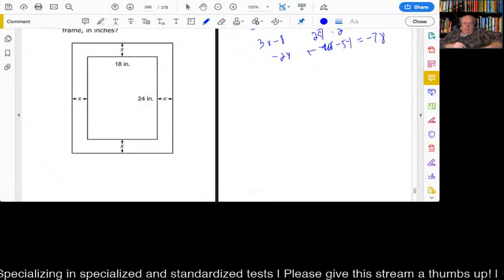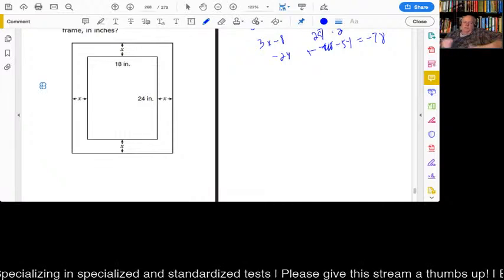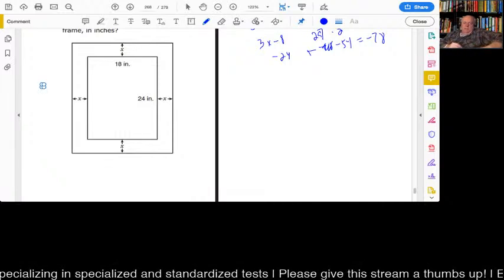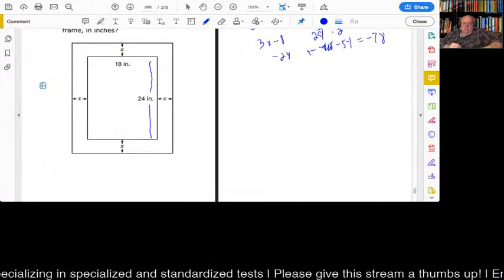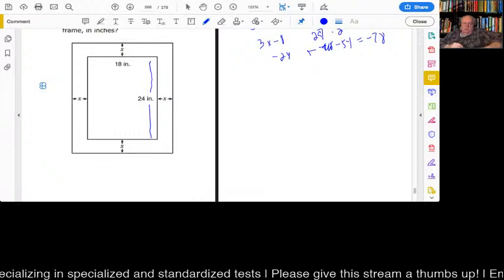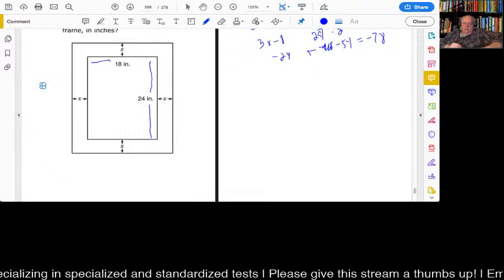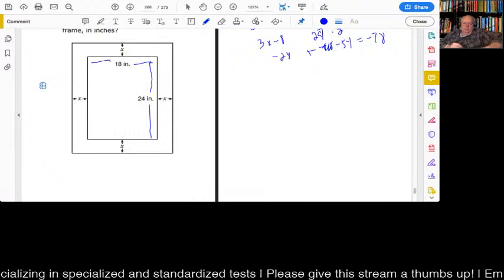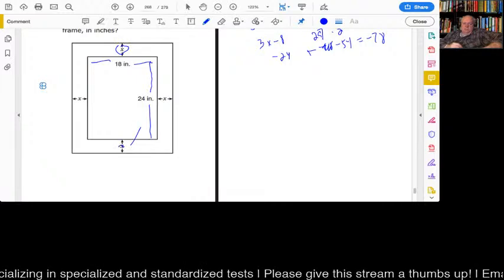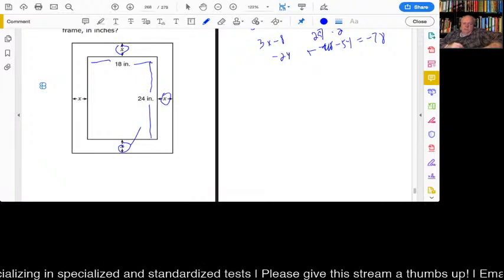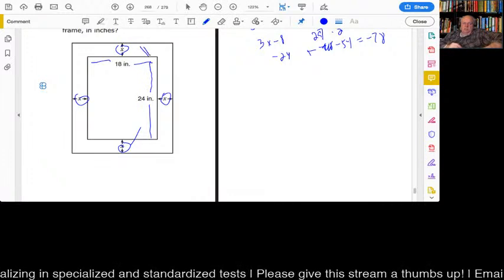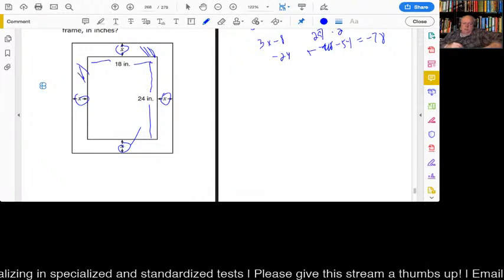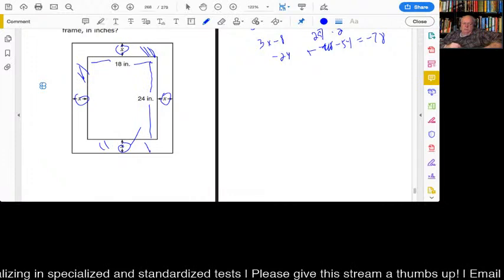So what we have is, it looks like a picture frame, right? This height here is 24 inches. This width here is 18 inches, okay? This is X, this is X, this is X, and this is X. So it looks like a border of a certain height is being put around every part of this, okay?